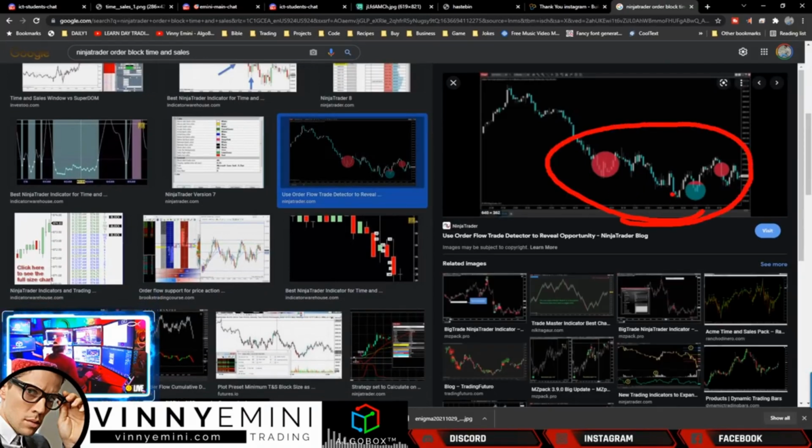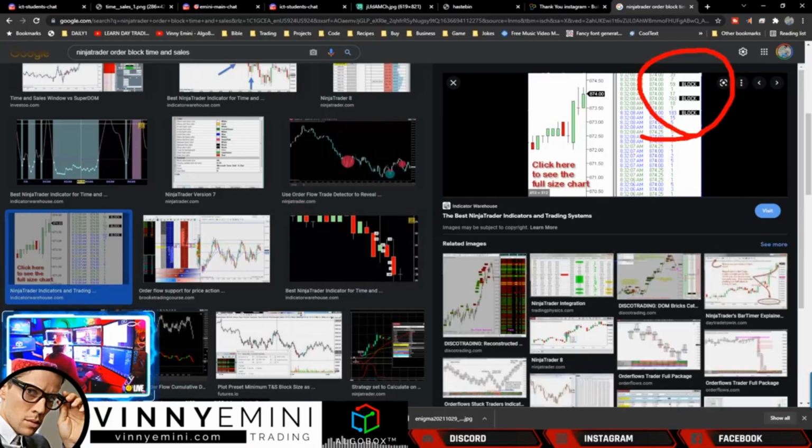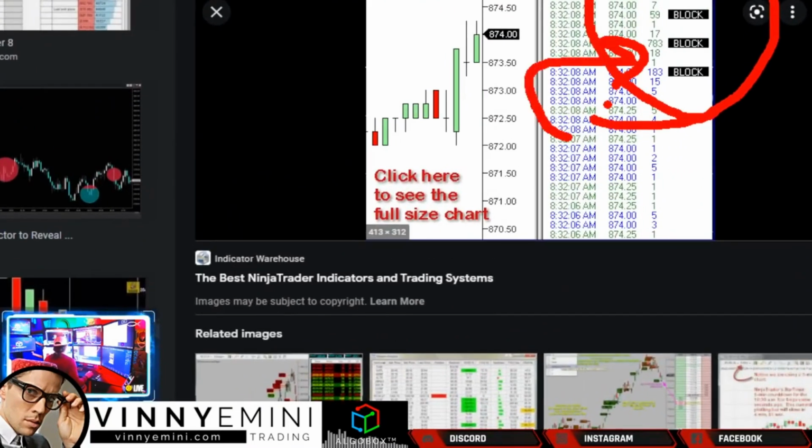All right, this is kind of handy, and this is what our system does, but ours does it better, on a Flowmaster system. But if you're looking at time and sales, basically just picture this, okay? This is what's actually happening under the hood, which are actually orders and sizes.